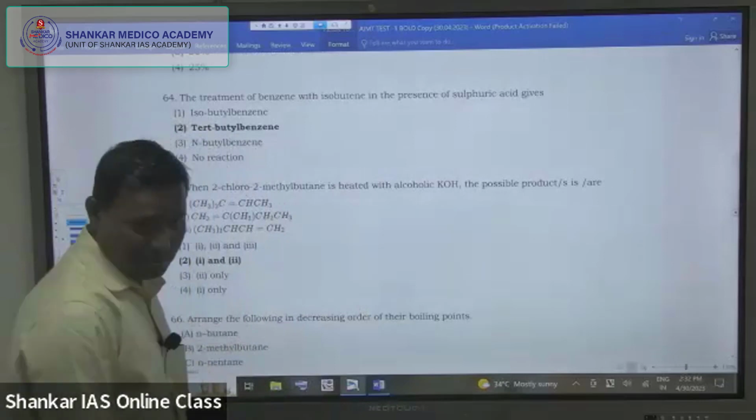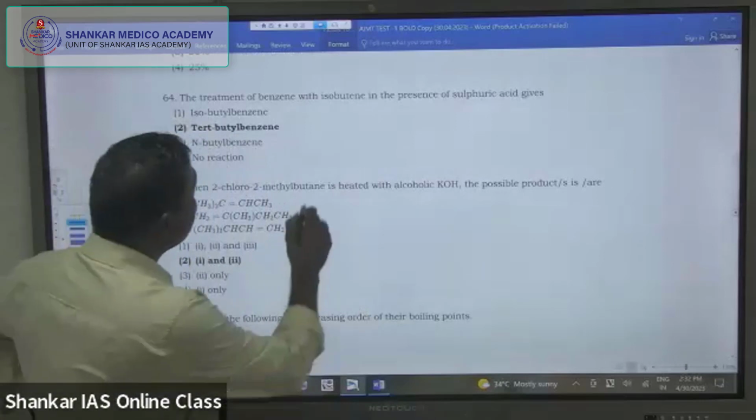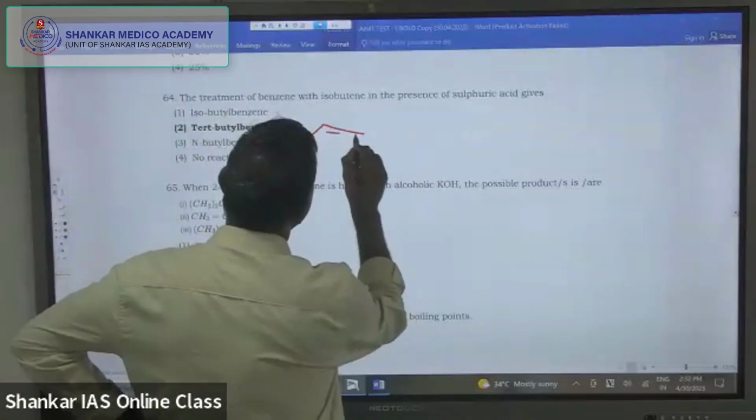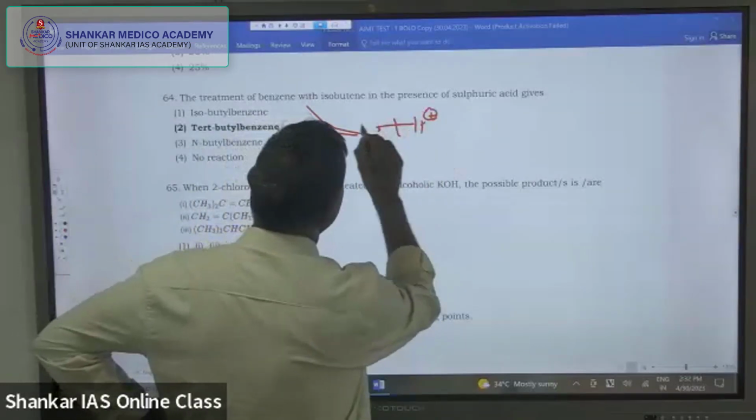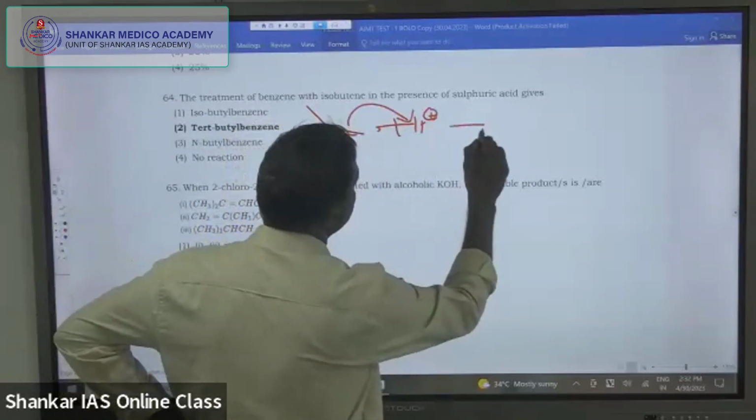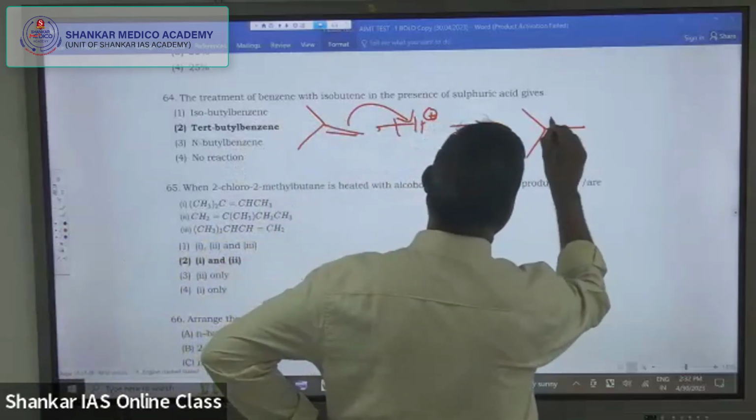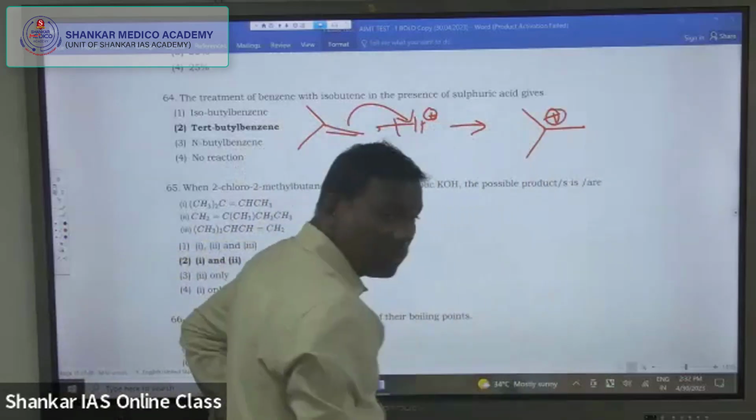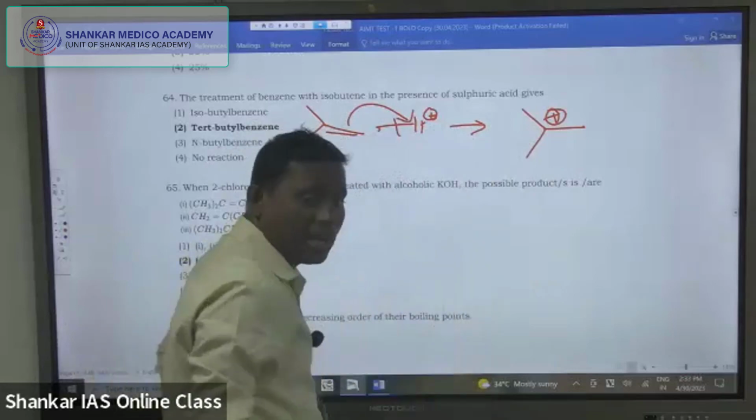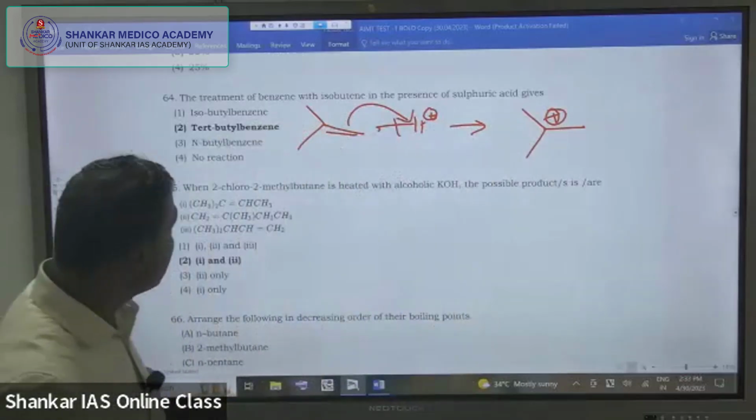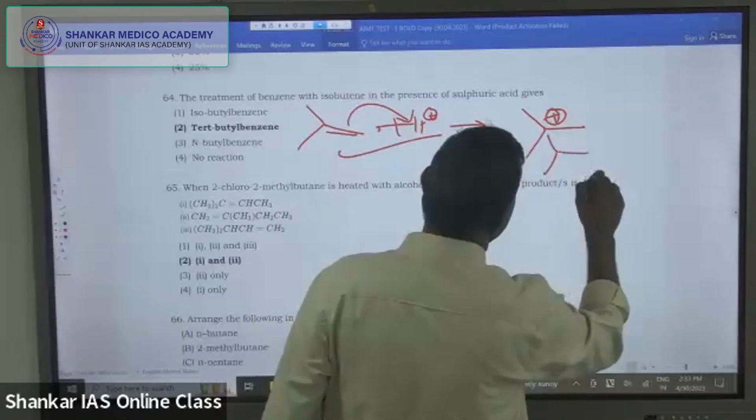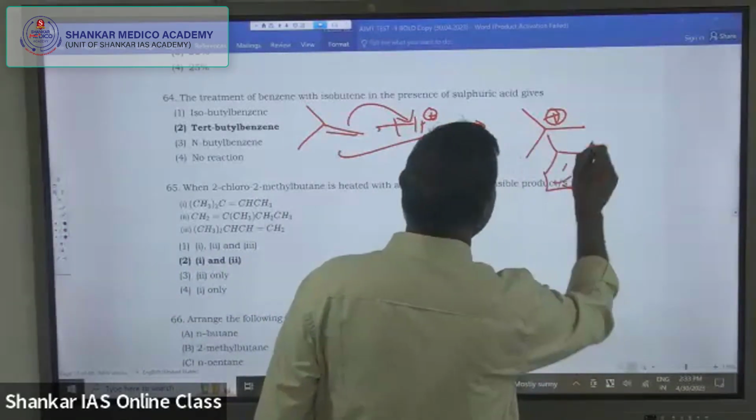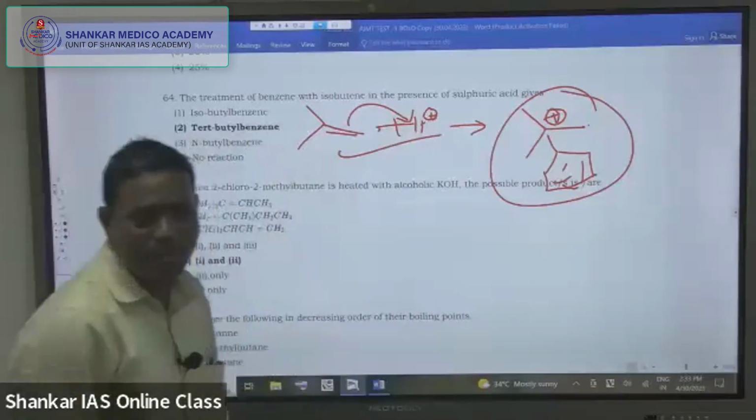Benzene with isobutene. If you take isobutene in the presence of H plus, it undergoes carbocation formation, and you are going to get the most stable carbocation, that is the tertiary butyl carbocation. It is definitely a very good electrophile, and electrophilic substitution reaction is very famous in the aromatic ring. And finally, this will get substituted on the benzene ring. You are going to get tertiary butyl benzene.